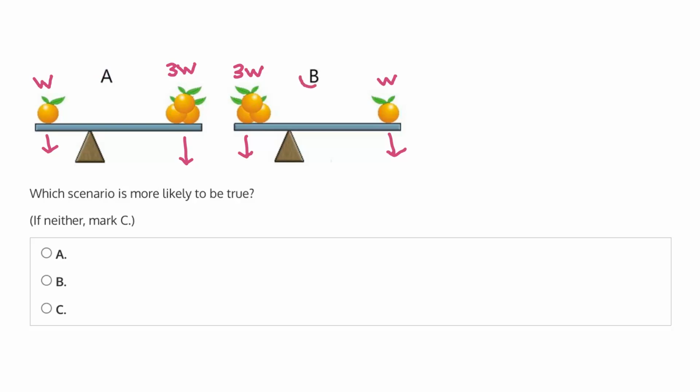Now in B, we have something a lot more sensible, because this larger weight has a much smaller moment arm compared to the smaller weight, which has a much larger moment arm. So in B, this is sensible, because the closer you are, the smaller the moment arm, and therefore the smaller the moment. So the additional weight to the left is compensated by the smaller moment, and the smaller weight on the right is compensated by the longer moment. And therefore, B is much more likely to be true.